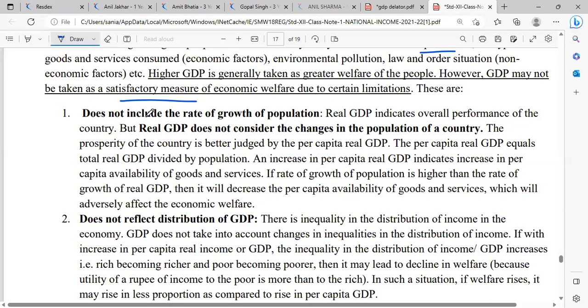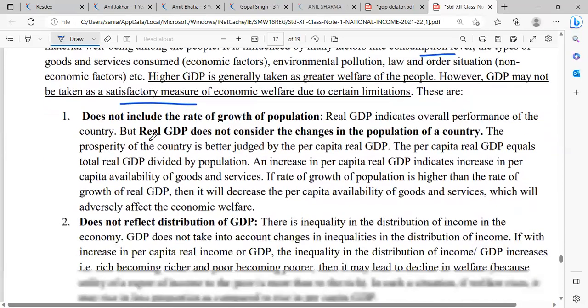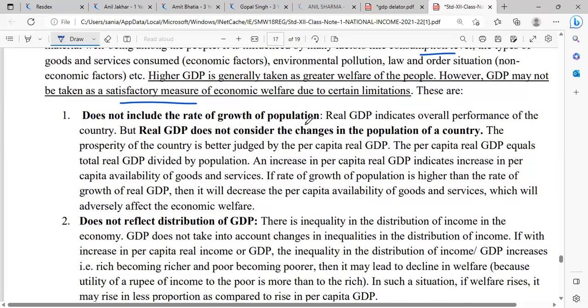First of all, GDP does not include welfare. It does not include the growth rate of population. Real GDP indicates the overall performance of the country, but real GDP does not consider the change in the population of the country. So over here you are telling about the prices and everything, but you are not considering the population. So how will you get to know?